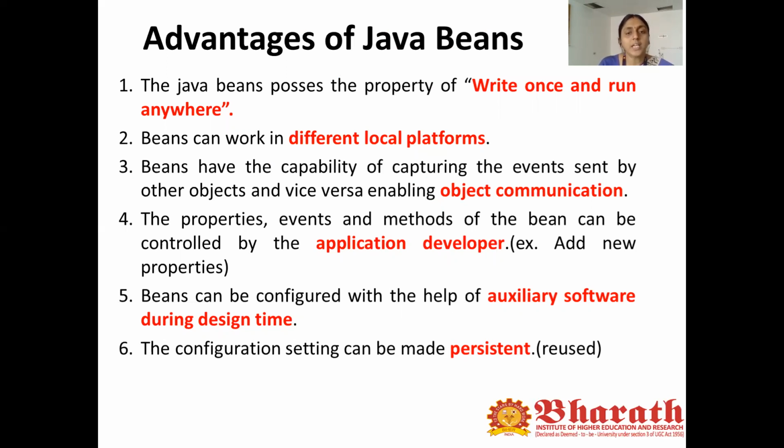The properties, events and methods of the bean can be controlled by the application developer. That is, new properties can be added and implemented in the Bean concept. Java Beans can be configured with the help of auxiliary software during design time. The configuration settings in Java Beans can be made persistent, that is, reused after storing them.